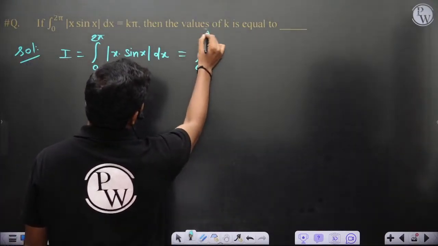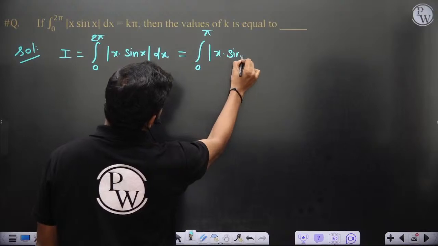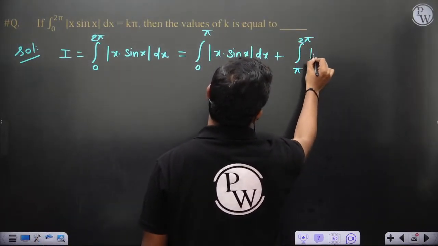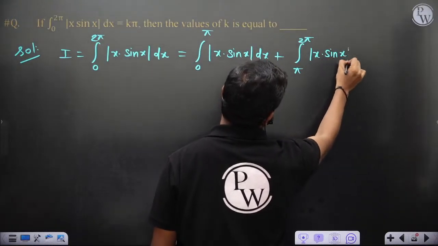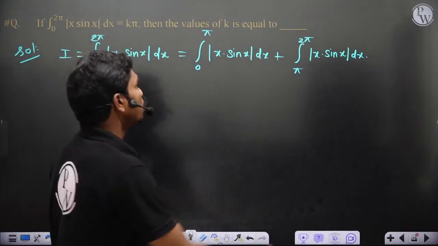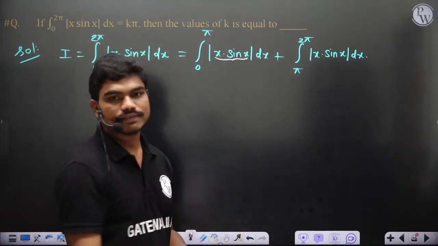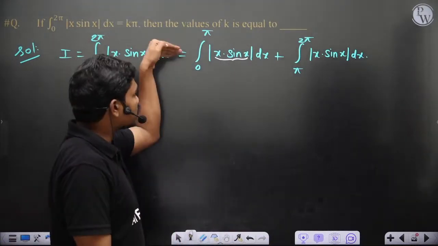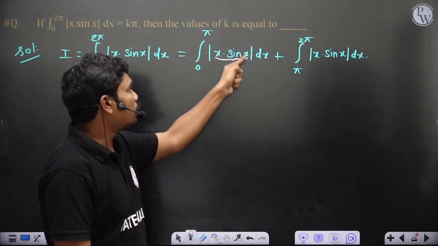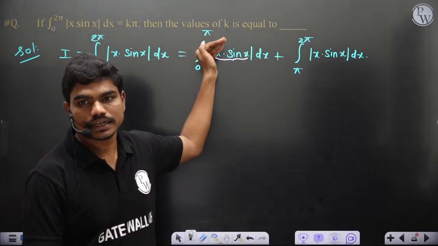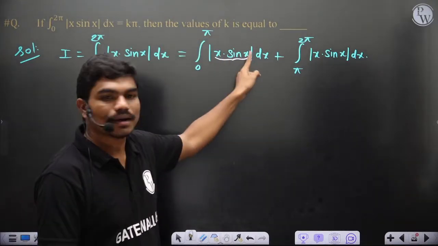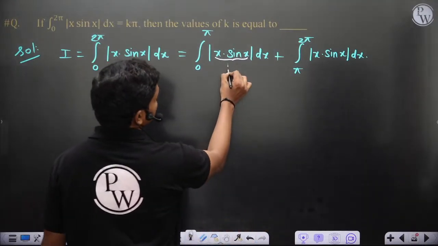Integral 0 to pi of |x sin x| dx plus integral pi to 2 pi of |x sin x| dx. Okay, so this is what you get. Now tell me one thing, when x lies between 0 and pi, what would be x sin x? Is it positive or negative? When x lies between 0 and pi, x is positive, and sin x is also positive. So this complete product is going to be positive as well.